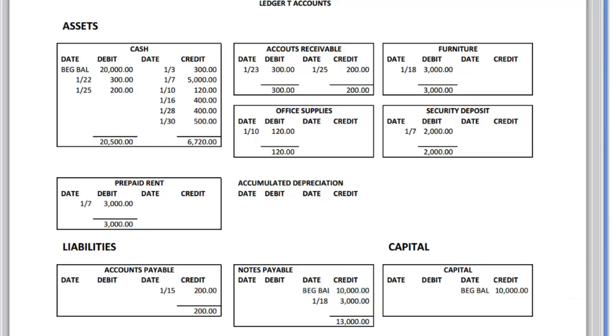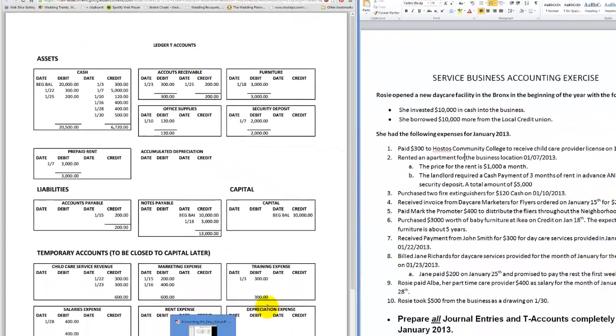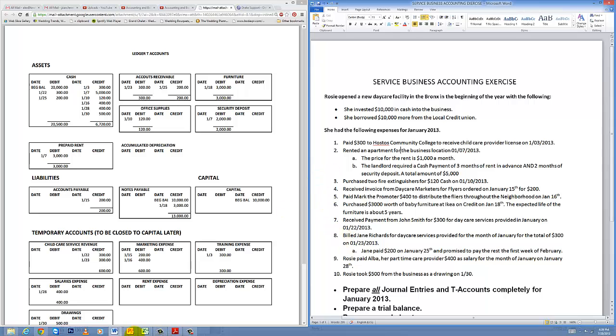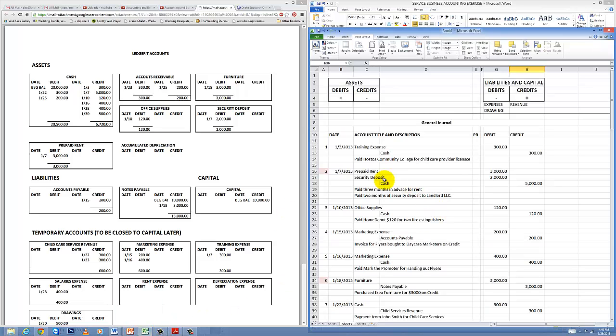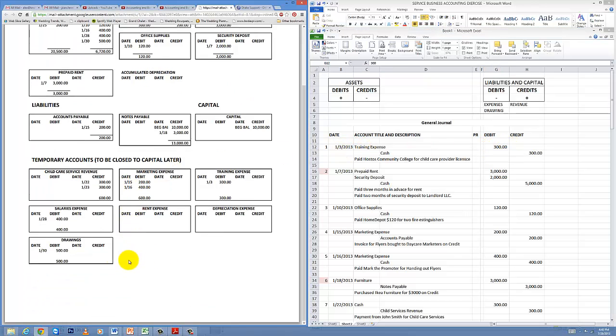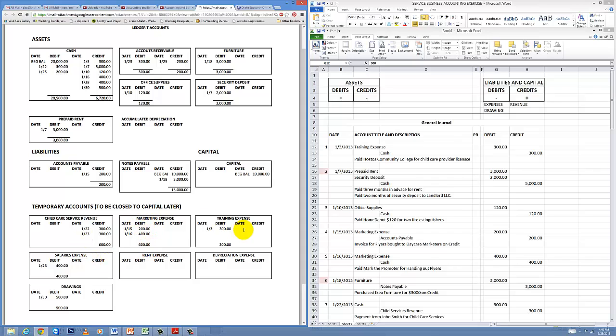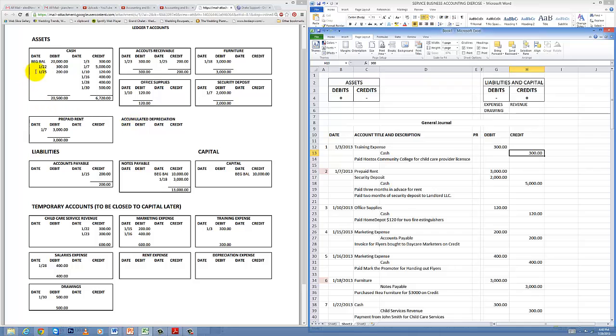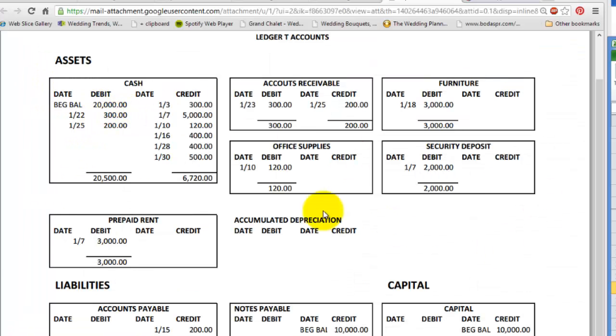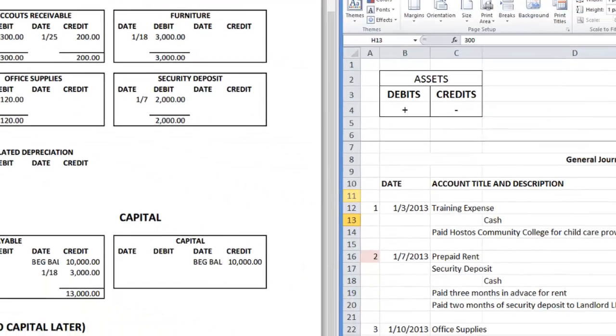After we have that, we can take a look at how the transactions affected each one of the accounts. The first thing we're going to see is that there was a training expense for $300 as a debit. We just go to the training expense account, debit $300. Then we have cash $300, and that's going to be on the 3rd. So 1/3, $300.